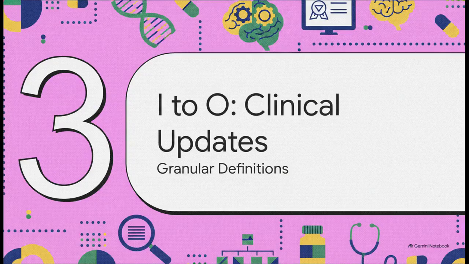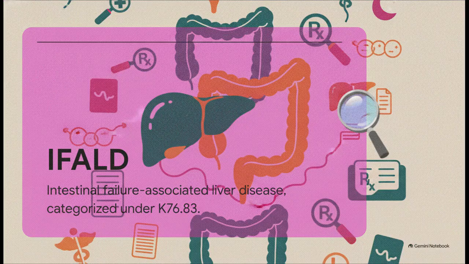All right, into the middle of the alphabet we go. Section 3, I to O, clinical updates. First up here is a brand new acronym you're definitely going to see popping up in the index, IFALD. That stands for Intestinal Failure Associated Liver Disease. It's a newly indexed condition that's now securely categorized under liver diseases, mapping over to K76.83.